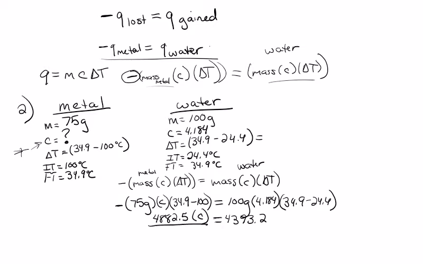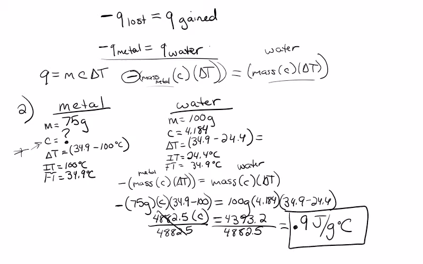To solve for C, I need to get it by itself, so I divide both sides by 4882.5. And when I do that, it gives me my specific heat of my metal. And my specific heat of my metal is 9 joules per gram degree Celsius. Okay? That's what you're doing.